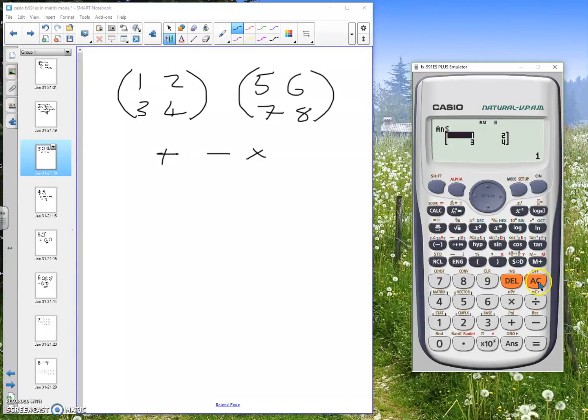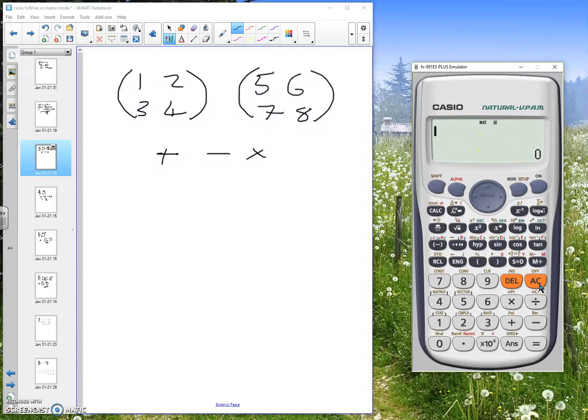If I want to multiply that matrix by 2, I would say shift matrix, matrix A is 3, and then times 2 and press equals. So multiplying by a scalar in this case doubles the size of the matrix: 2, 4, 6, 8.